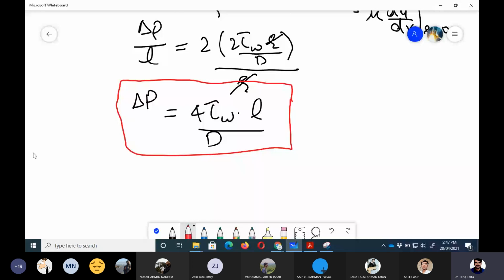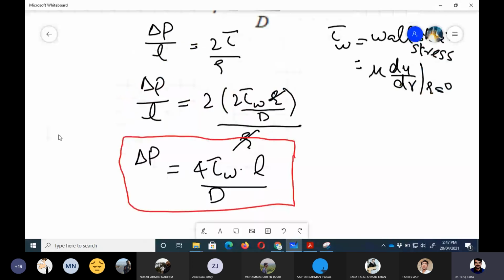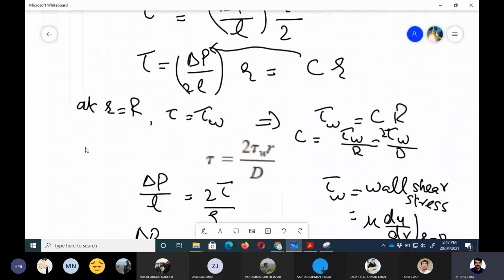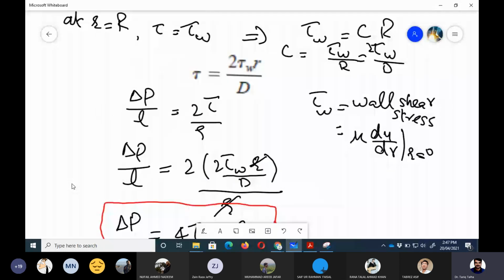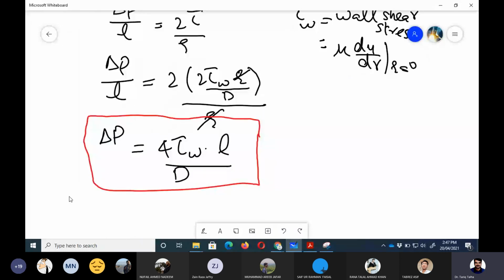Before that, we have also got the relation of delta P and shear stress at a fluid element, but now we have derived a very significant relation of delta P in terms of wall shear stress. But even now, we don't have the velocity information in these two equations. So, in the next class, which is on Friday, we will see how the velocity should be there.